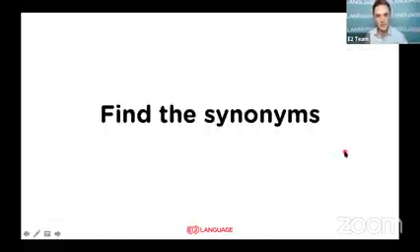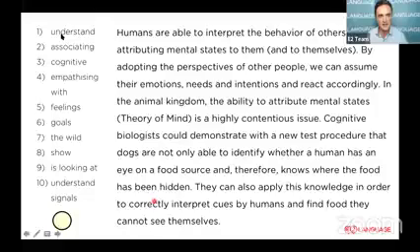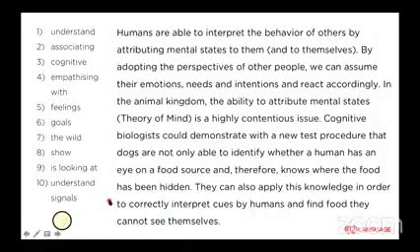Let's do a little warm up. I want you to find the synonyms in this text here. So here are the words. You can imagine that these are in the question, and here is the passage. You need to go through and find the different synonyms. I'll give you a few minutes to complete this one.